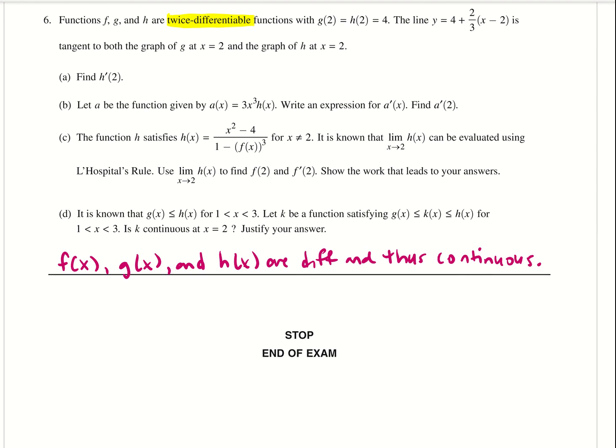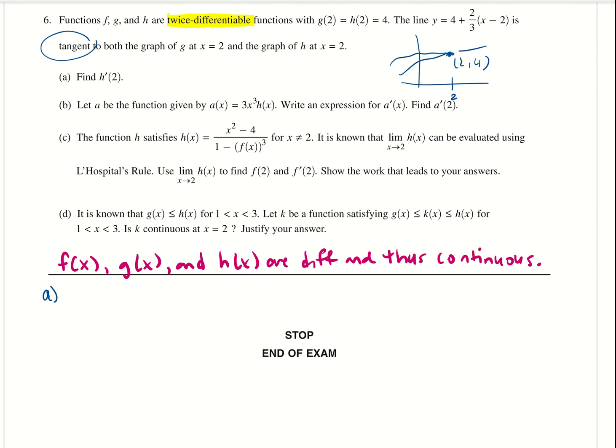All right, for part A, we want to find h prime of 2. Oh, I didn't finish reading this. g of 2 is equal to the same thing as h of 2. They both have the ordered pair 2, 4. And we also have this line here, and it's tangent to both of them at x equals 2. So however these curves look, they meet when x is 2 at the point 2, 4.